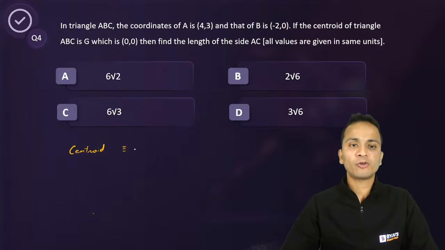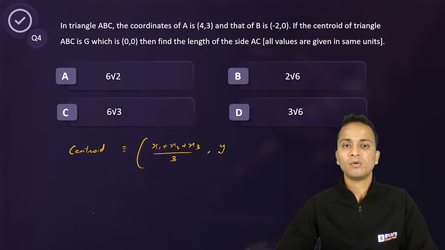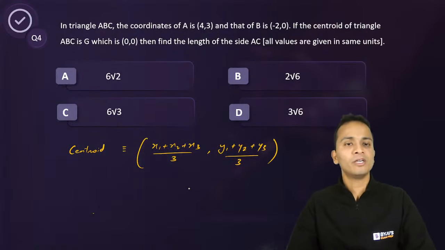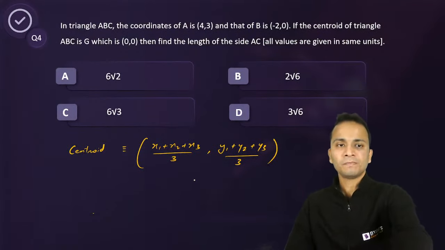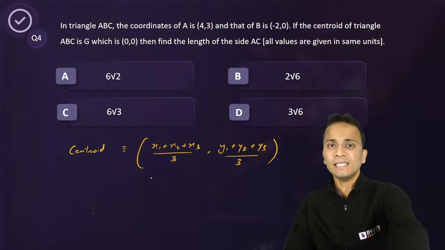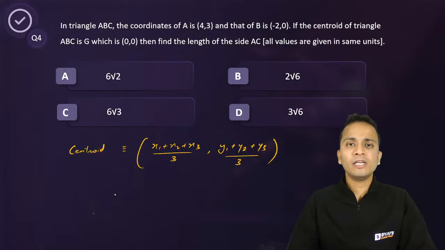Now, the coordinates of the centroid of any triangle will be ((x1 plus x2 plus x3) divided by 3, comma (y1 plus y2 plus y3) divided by 3). Okay, so these are the coordinates of the centroid of a triangle where (x1, y1), (x2, y2) and (x3, y3) are the three vertices of the triangle. Okay, so now using this, I'll calculate the coordinates of vertex C. Sorry, vertex C. So vertex A and B are given. Let's calculate the coordinates of vertex C.